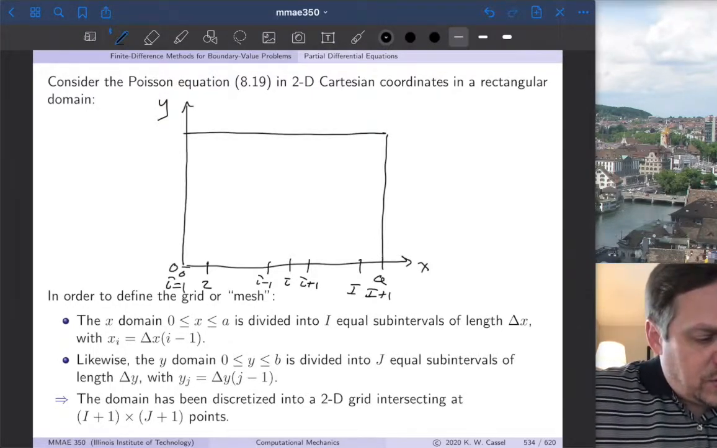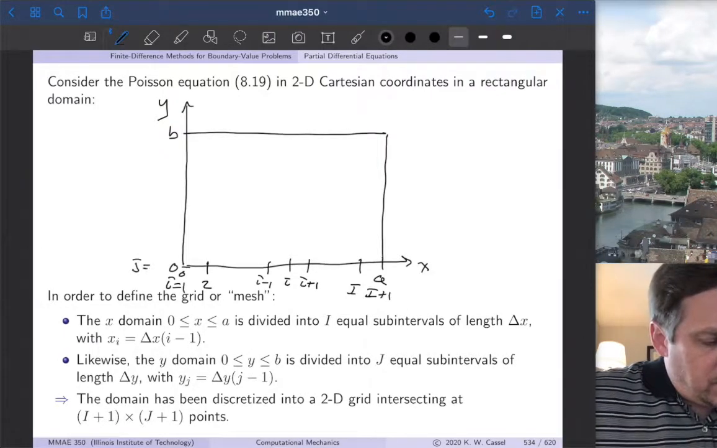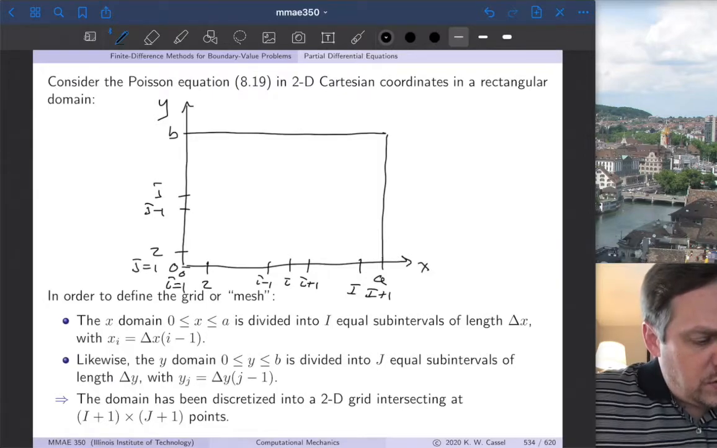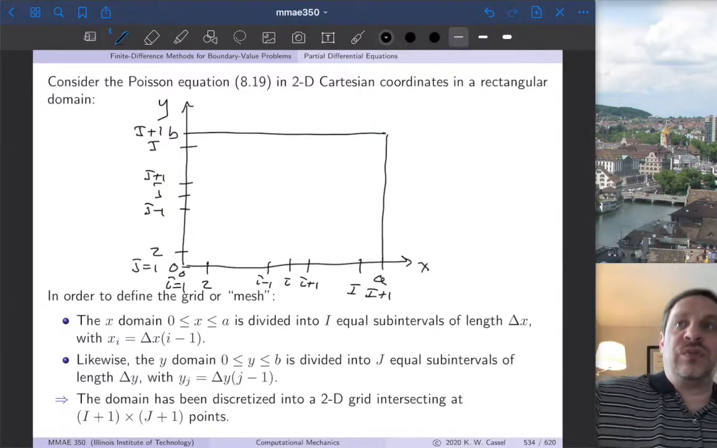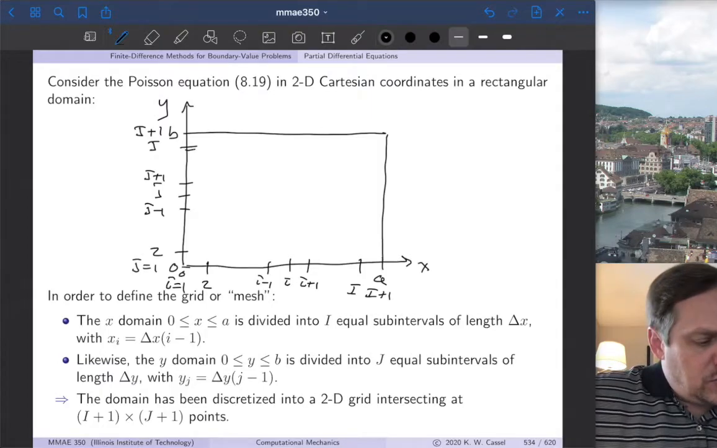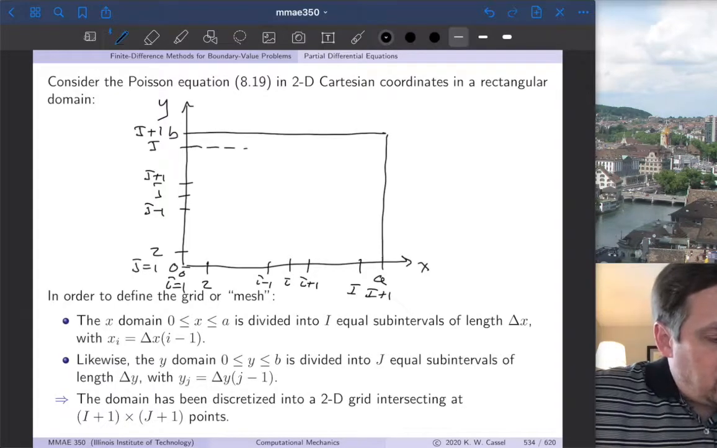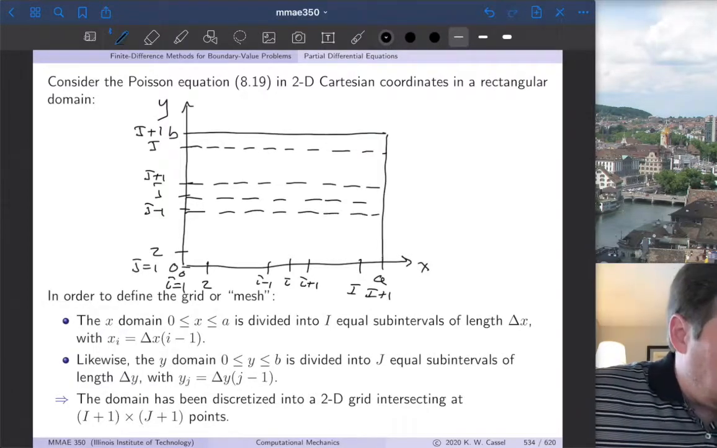We'll do the same thing in y. So y will go from, say, 0 to b, and then j will be our index going from 2 to generic j minus 1 to j plus 1 to capital J, and then on the upper boundary it's capital J plus 1. And then these grid lines, whoops, that didn't go so well. So these grid lines then look like this as they extend across the domain.